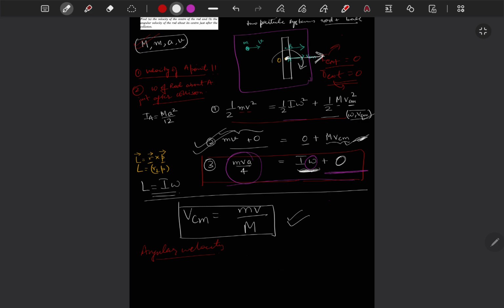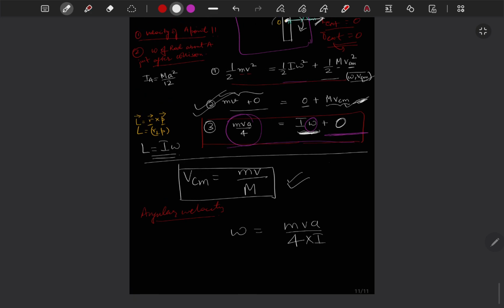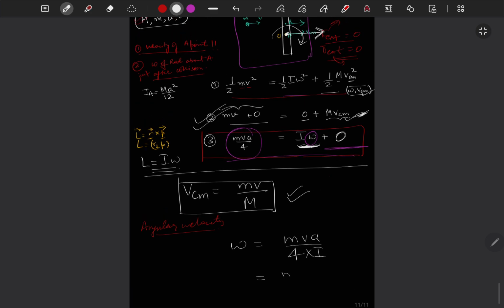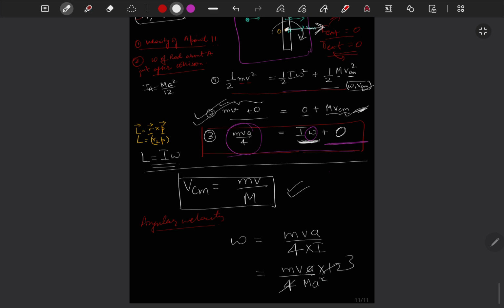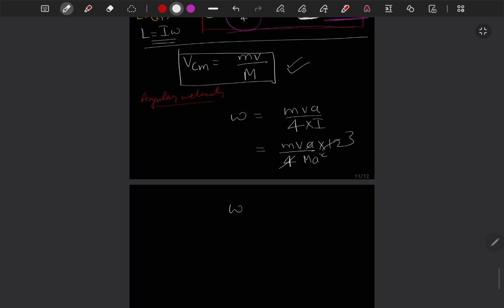Now what will happen? I got something like this, that omega is mva by 4 into I. So actually they were independent of each other. So this is capital M a square by 12. So I got the answer for this. Something like this.